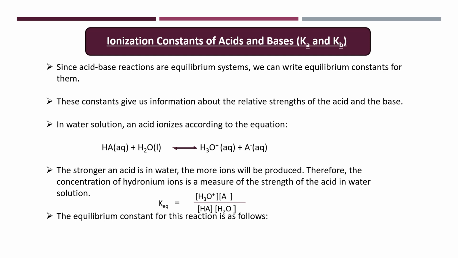In water solution, an acid ionizes according to the equation HA + H2O ⇌ H3O+ + A−. The stronger an acid is in water, the more ions will be produced. Therefore, the concentration of hydronium ion is a measure of the strength of the acid in water solution. K equilibrium is equal to the concentration of hydronium ion multiplied by the concentration of A− ion divided by the concentration of HA multiplied by the concentration of water. The equilibrium constant for this reaction is as follows.